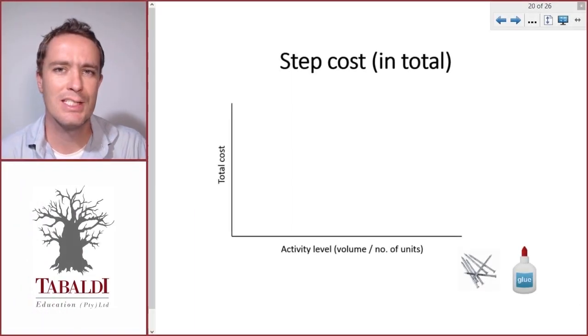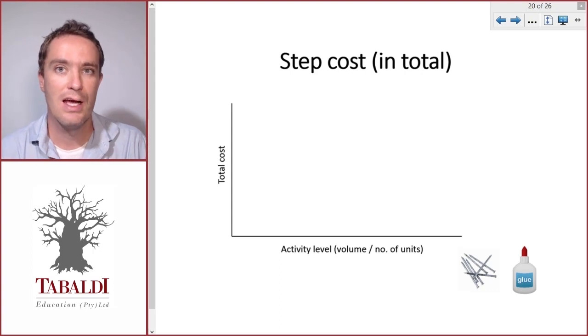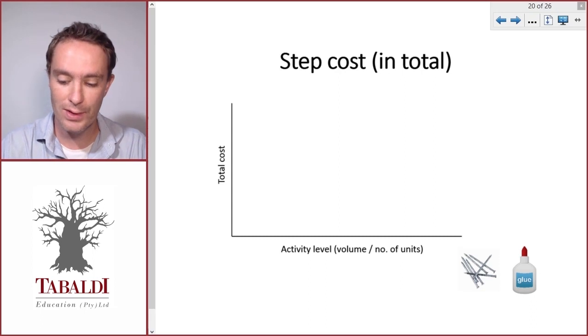Now some costs stay fixed for a certain number of units and then jump up by a certain amount at the discrete point or activity level, and then it stays fixed again. So let's look at an example of this.